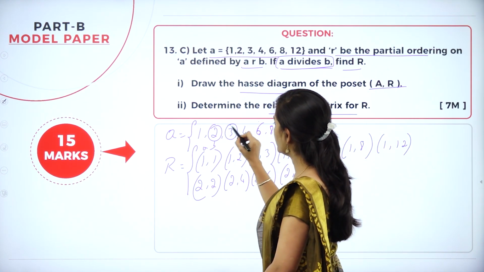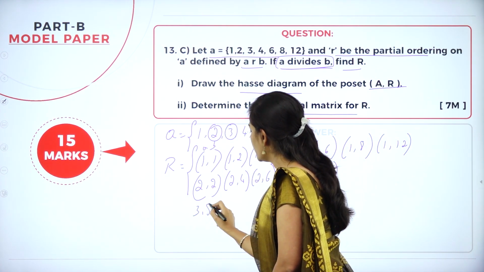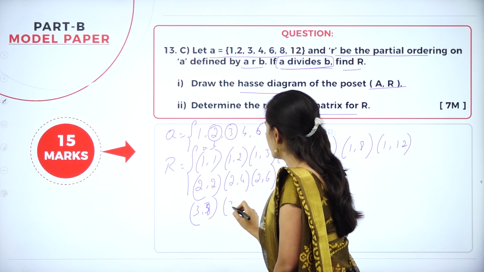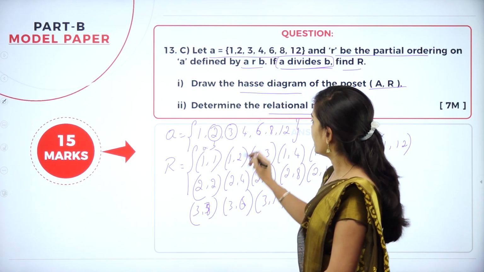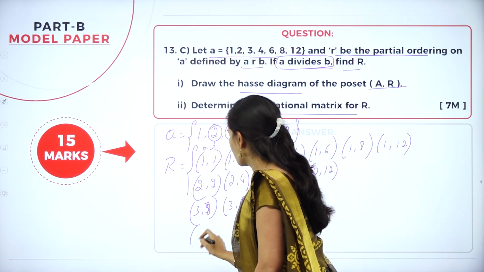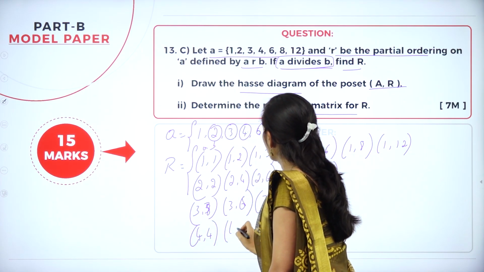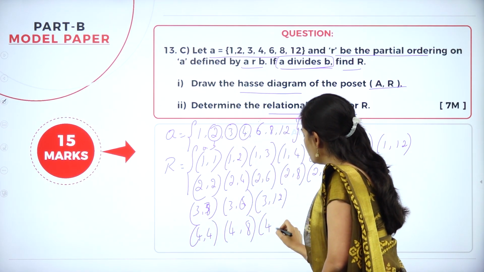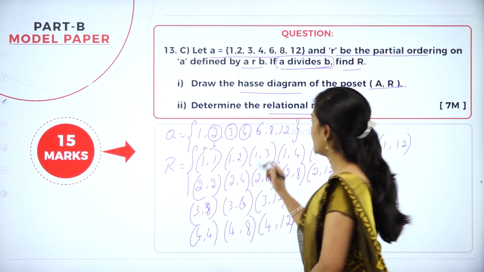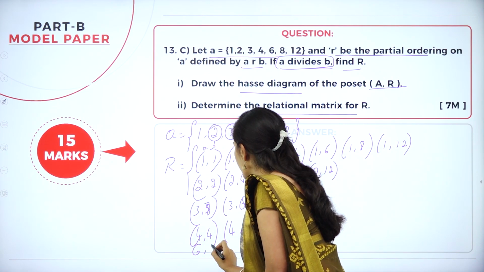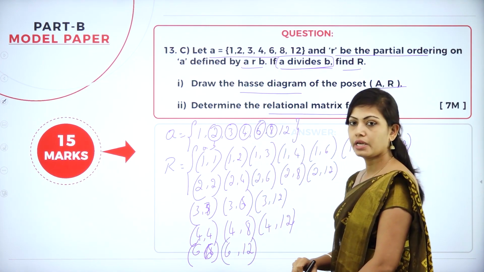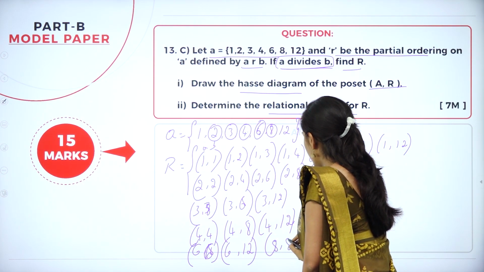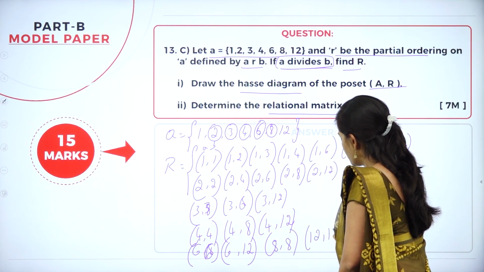And next is 3. 3 divides 3, 3 to 6 and 3 to 12. And next is 4. 4 to 4 and 4 to 8 and 4 to 12. Clear? And next is 6. 6 divides 6 and 6 can divide 12. Next 8. 8 divides 8 and 12 divides 12.